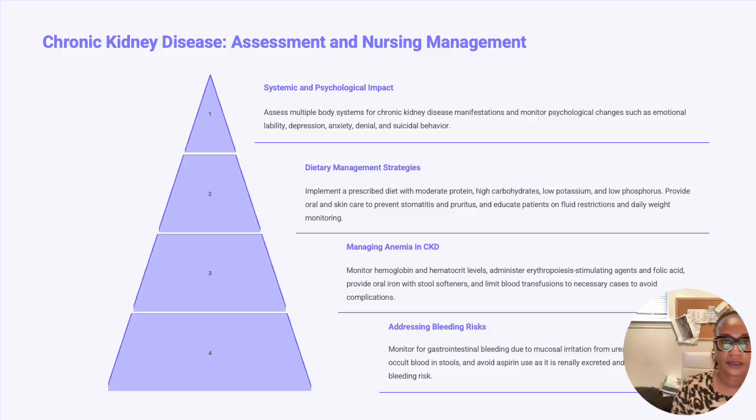Now we look at interventions, assessment and nursing management of chronic kidney disease. So systemic and physiological impact assessment. Assess multiple body systems for chronic kidney disease manifestations and monitor psychological changes such as emotional lability, depression, anxiety, denial, suicidal behavior.